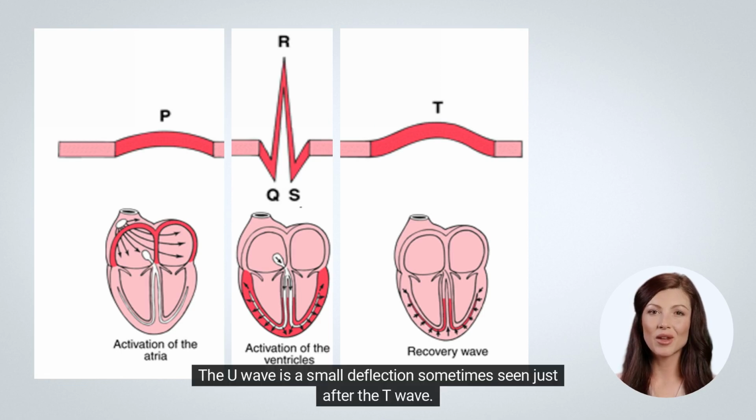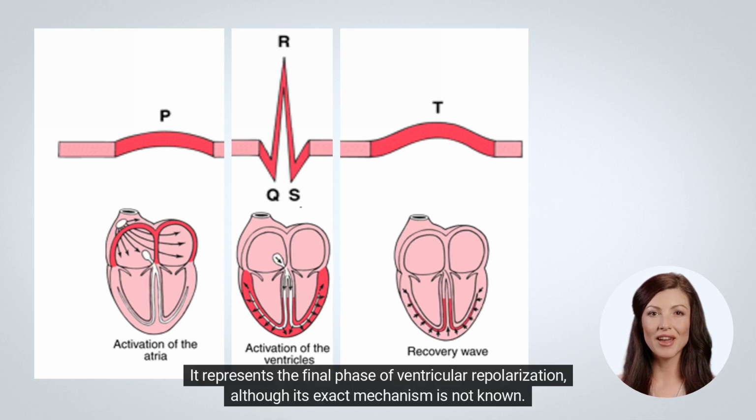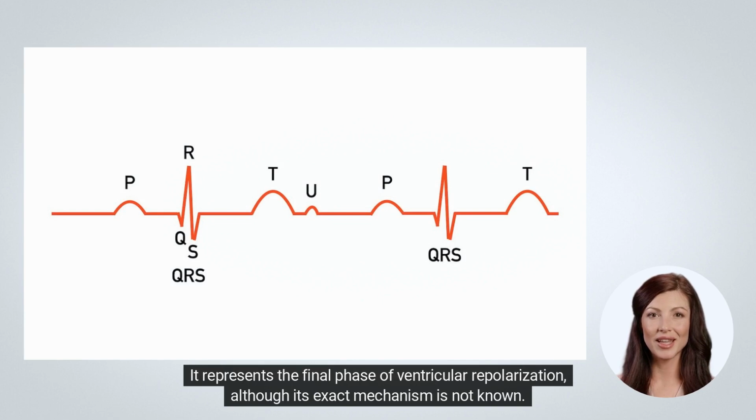The U wave is a small deflection sometimes seen just after the T wave. It represents the final phase of ventricular repolarization, although its exact mechanism is not known.